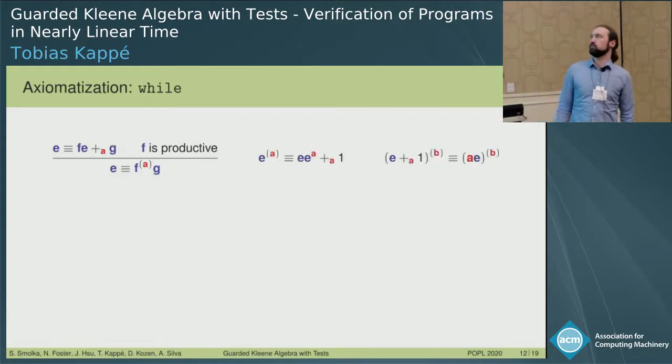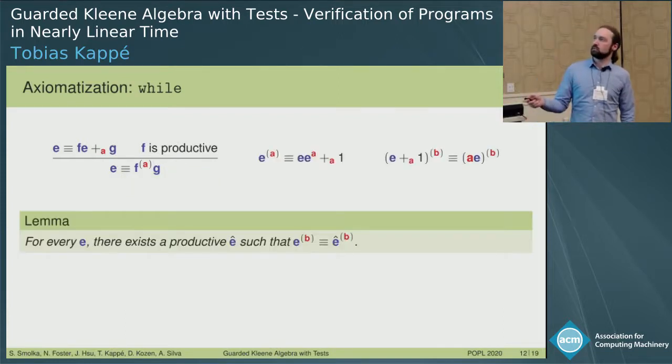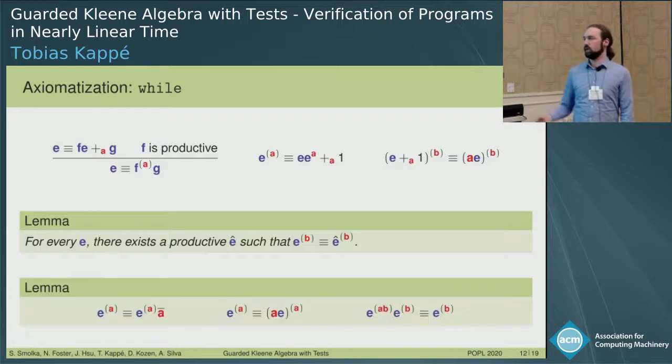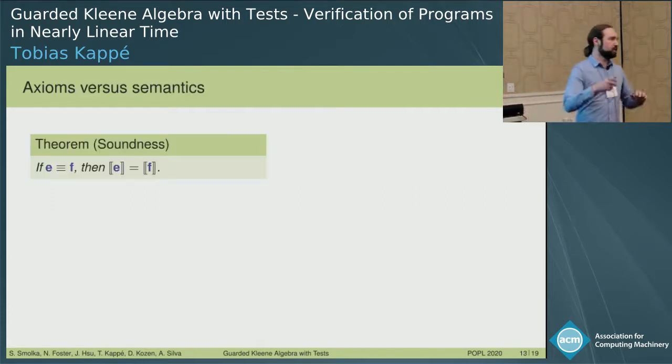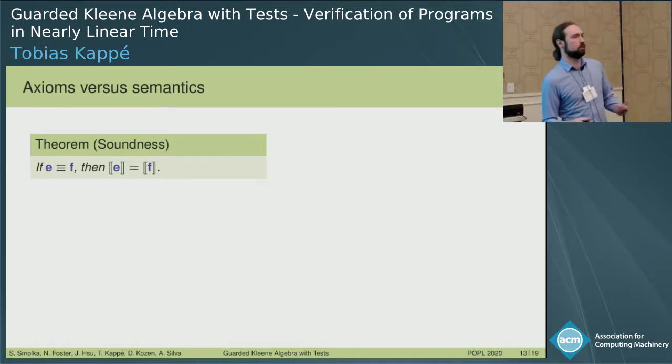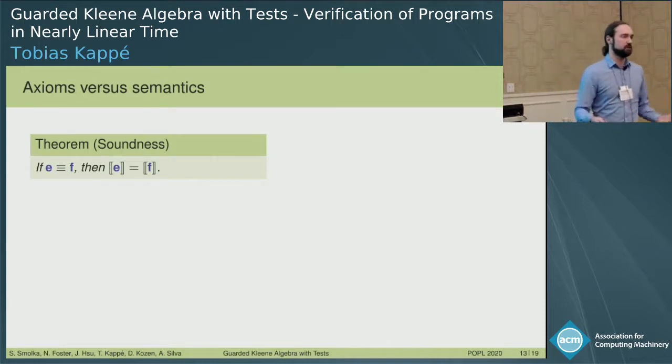Then there's some other axioms about loops, and this side condition on loops is actually not very important because it turns out that you can make any loop body productive. And now you can prove things about loops like this. So when the loop terminates, then the loop condition is false. With the axioms that we've seen so far, these axioms actually relate to the semantics. They are sound. So provably equivalent programs are semantically equivalent.